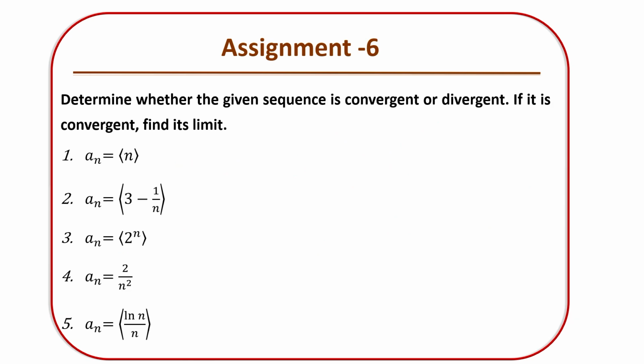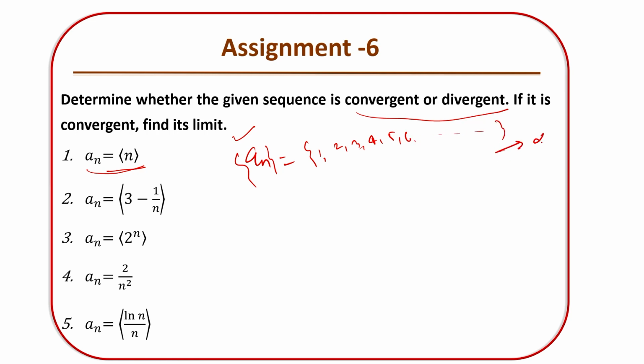Assignment 6. Determine whether the given sequence is convergent or divergent. If it is convergent, find its limit. So, look at the first problem. This problem is n itself. So, expand this sequence. a n can be written as 1, 2, 3, 4, 5, 6. So, where does it converge? It is not converging, it is diverging, and it diverges to plus infinity.